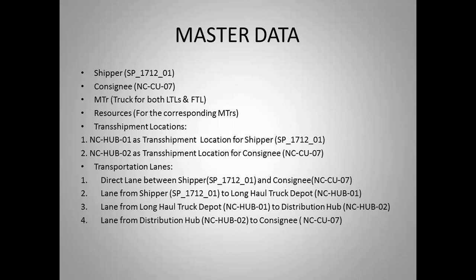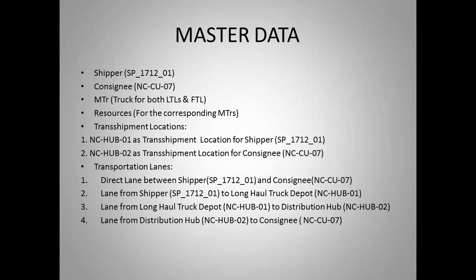In addition to that, there are transshipment locations. So we have created NC Hub 01 as the transshipment location for the shipper, which is 1712. Also, NC Hub 02 as the transshipment location for the consignee, that's NCCU 07.